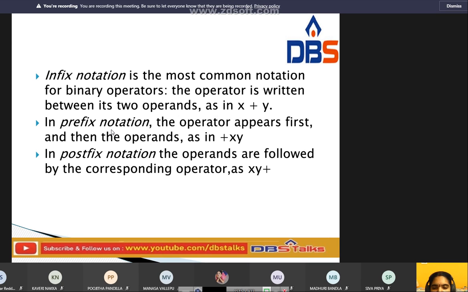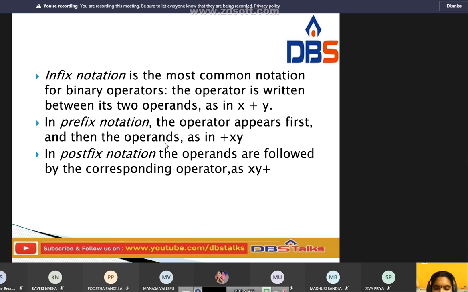Next, prefix notation. In prefix notation, the operator appears first, and then the operands, as in plus x y.